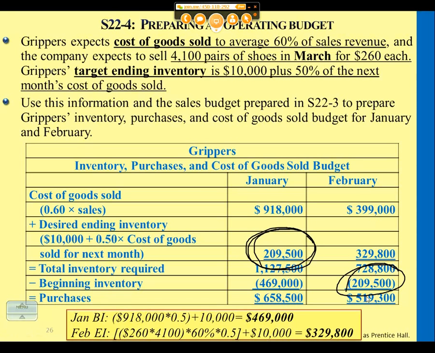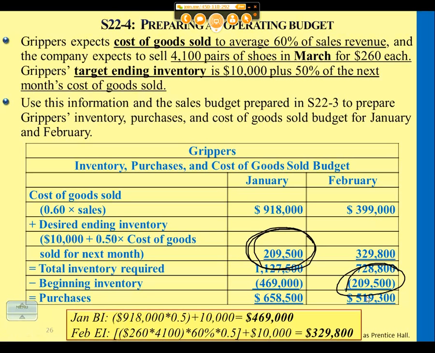There is a similarity. Or you can calculate the whole thing. If it's not given, then you have to calculate. But if you have the previous budgeted number, then you can just use that number. So how do you get the beginning inventory if you don't have it? You take your cost of goods sold multiplied by this rule: target ending inventory is 10,000 plus 50% of the next month's cost of goods sold.